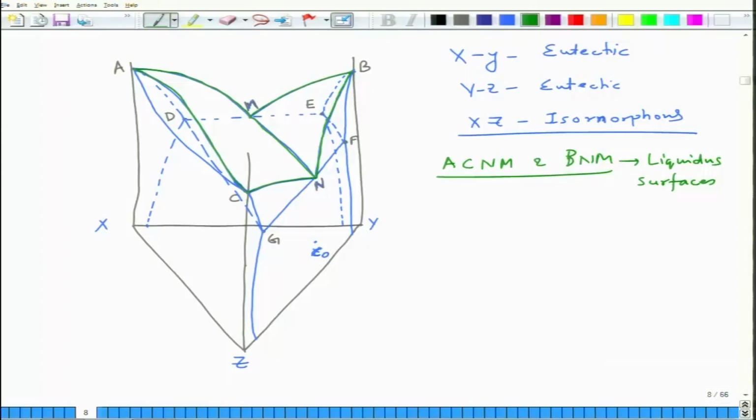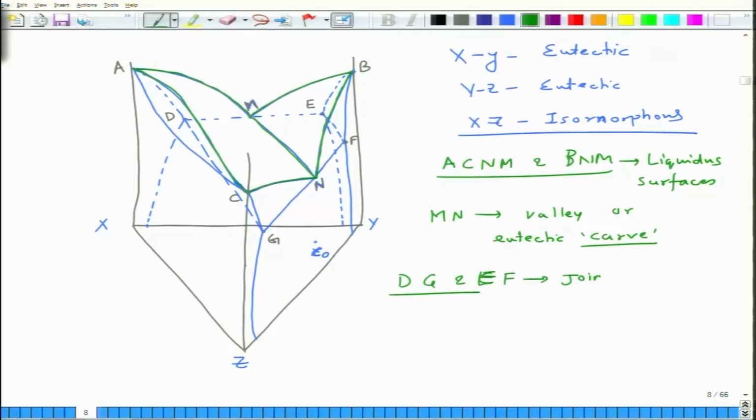So this MN, let us say, in this case is the sort of valley or eutectic curve for a ternary system. And then we have other curves like DG and EF. So DG and EF, they join the points below which solid phases occur.